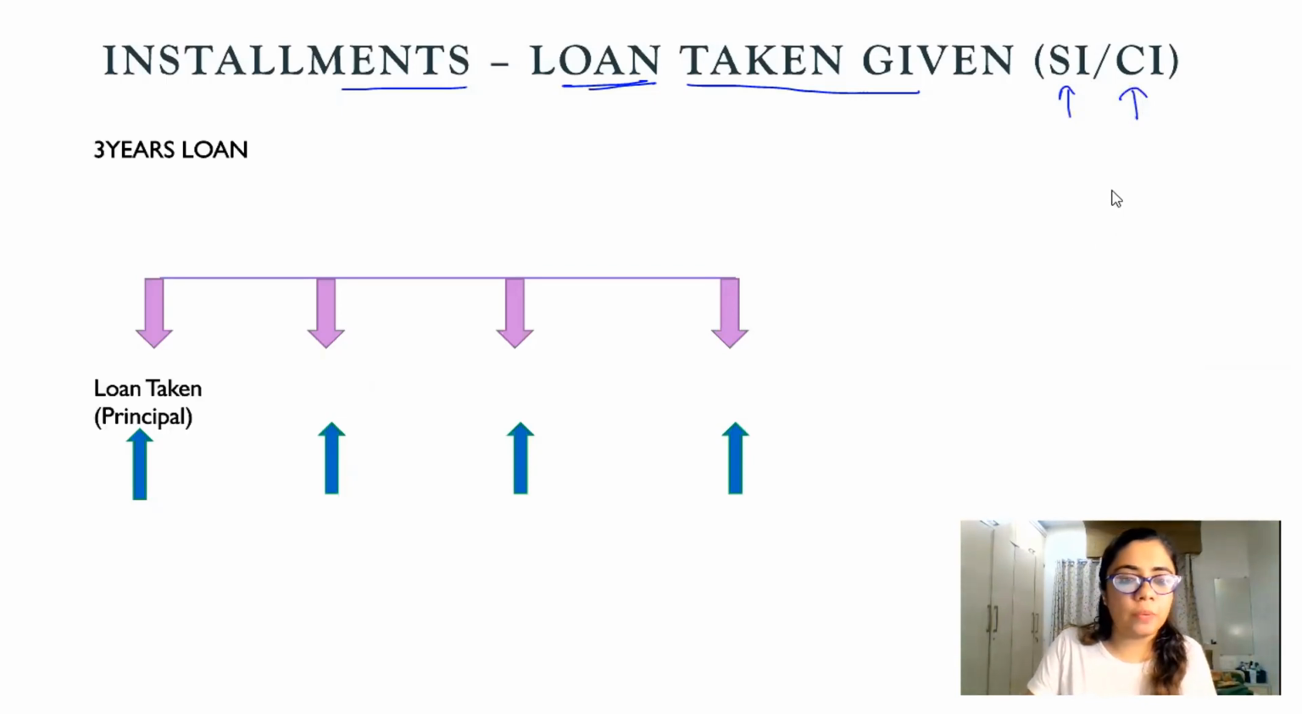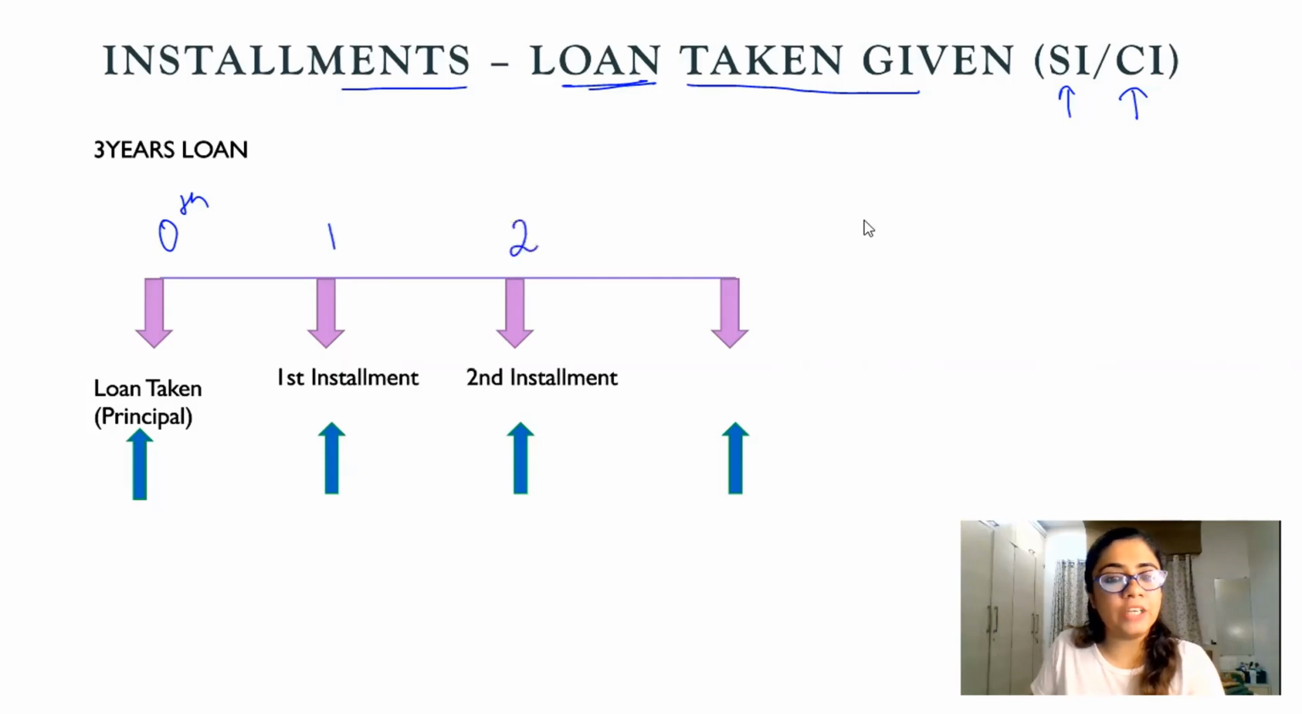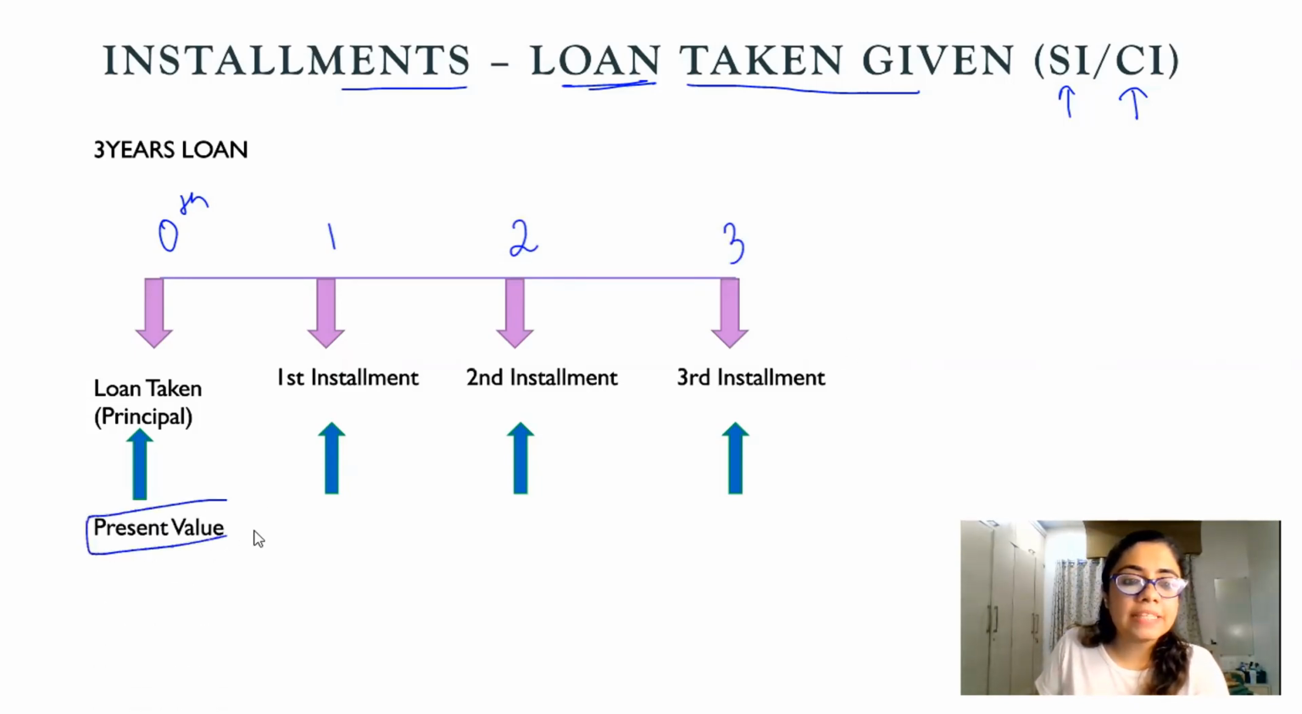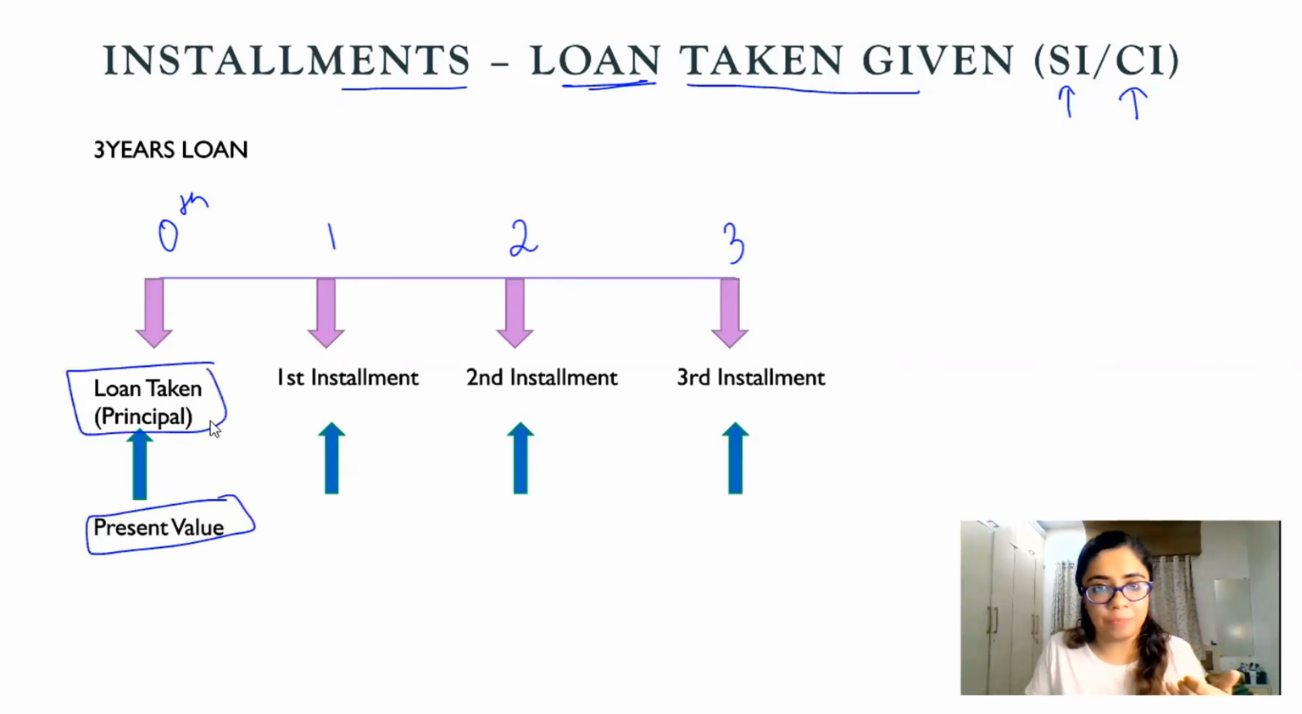Now, how do we do this? Look, in the zeroth year, this is your zeroth year, here you will take the loan, or you will take the principal value, you'll borrow the money. So you will pay the first installment at the end of the first year, second installment at the end of the second year, third installment at the end of the third year. Now what is happening? Consider this loan taken as the present value. Okay? Consider this loan taken as your present value.